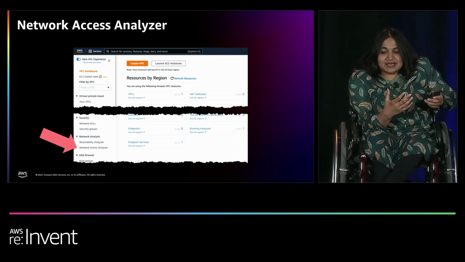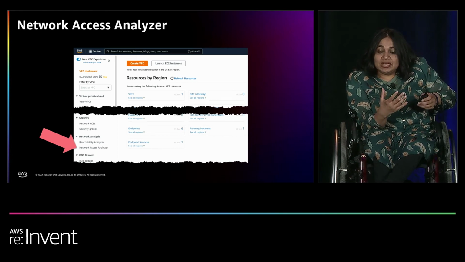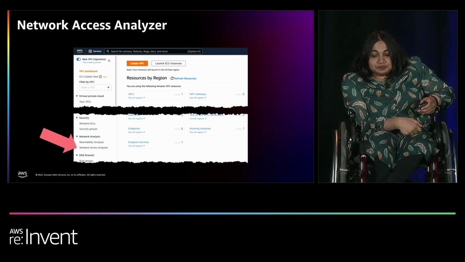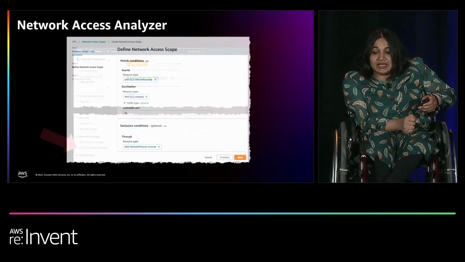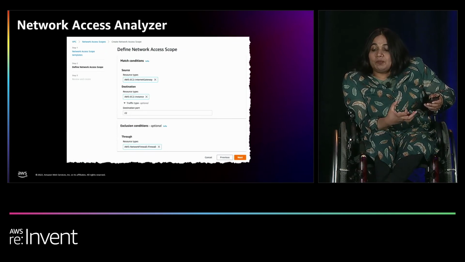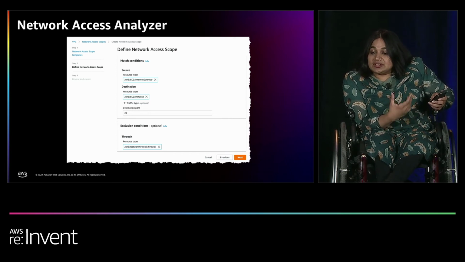What Reachability Analyzer does is, if you can't figure out why A cannot talk to B, use Reachability Analyzer. It's backed by the same mathematical logic as the service we are talking about. But today we are talking about Network Access Analyzer. It's built around this notion of a scope. A scope is a way of saying, show me all paths from A to B that don't go through C. That is our universal statement.